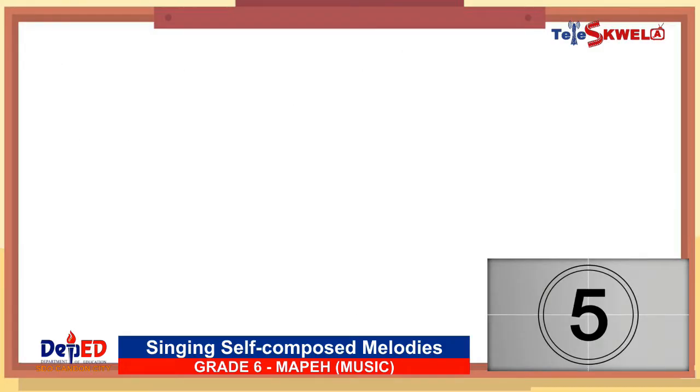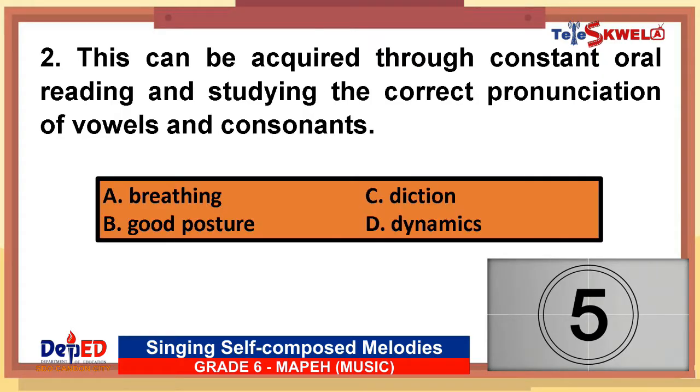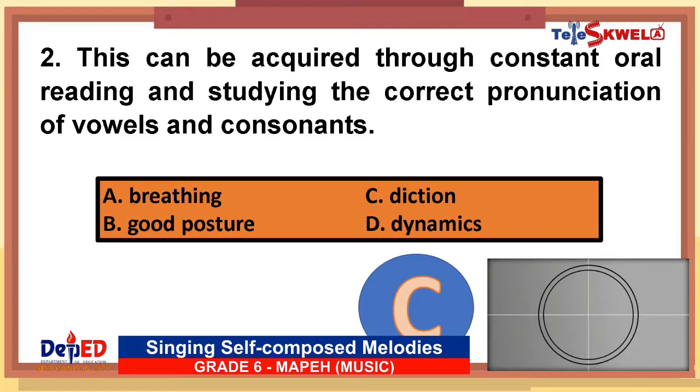Next one. This can be acquired through constant oral reading and studying the correct pronunciation of vowels and consonants. Choices are letter A, breathing, letter B, good posture, letter C, diction, and letter D, dynamics. Timer starts now. And the correct answer is letter C, diction.